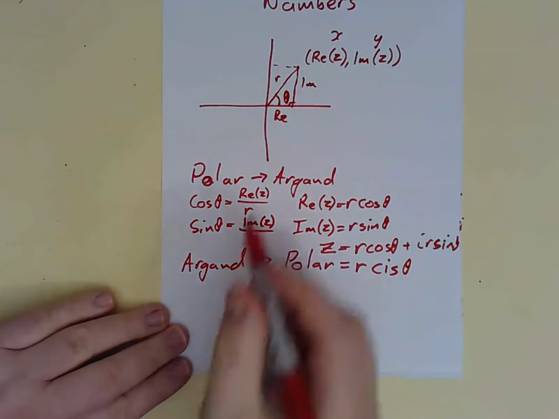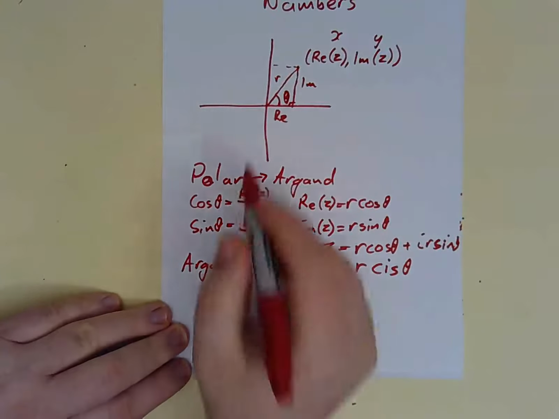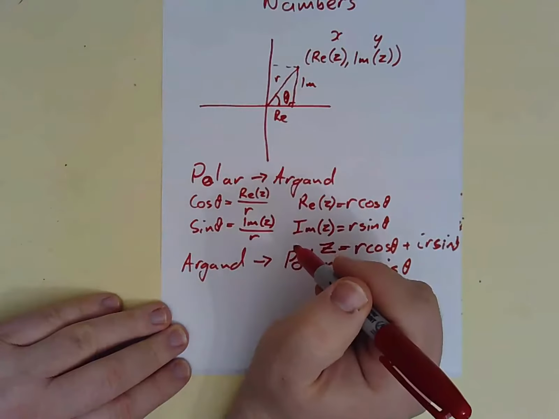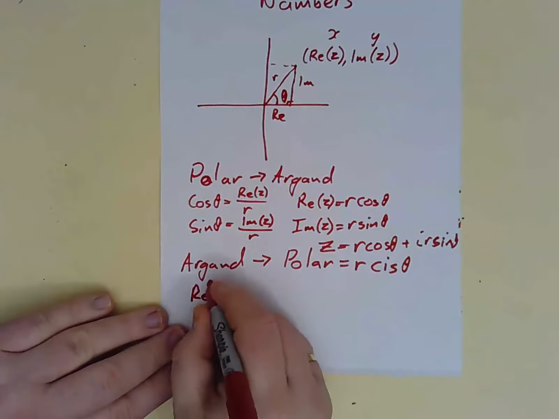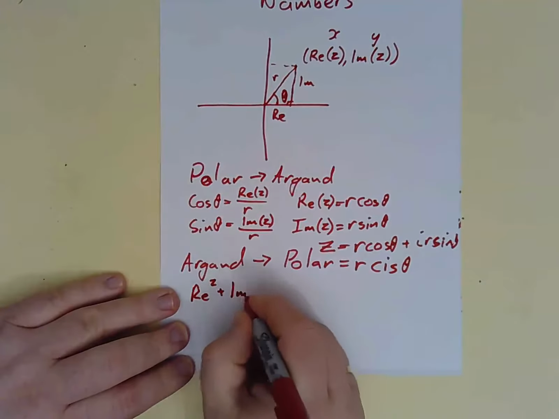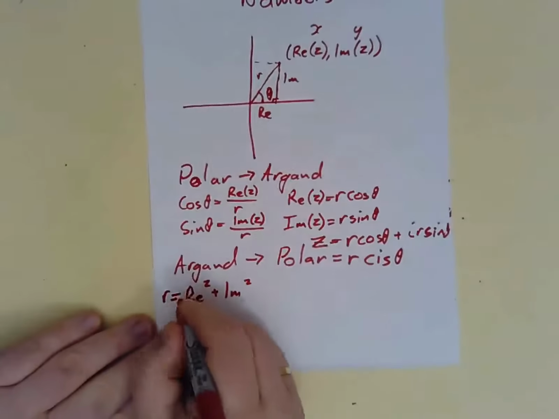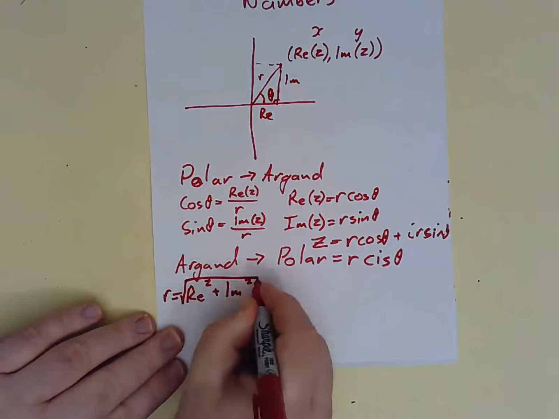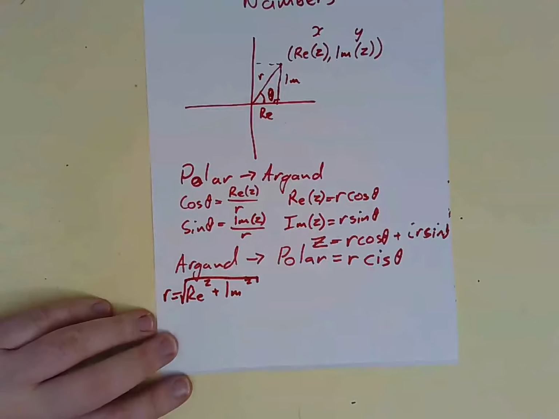Now, going back the other way, if I've got my real and imaginary parts, how do I get my r and my theta? Well, the r is part of a right angle triangle. We can use Pythagoras. So we can say the real part squared plus the imaginary part squared is going to equal r squared, but I want to do the square root. Now that's exactly the same calculation we did for magnitude, and effectively it is the magnitude of a vector.